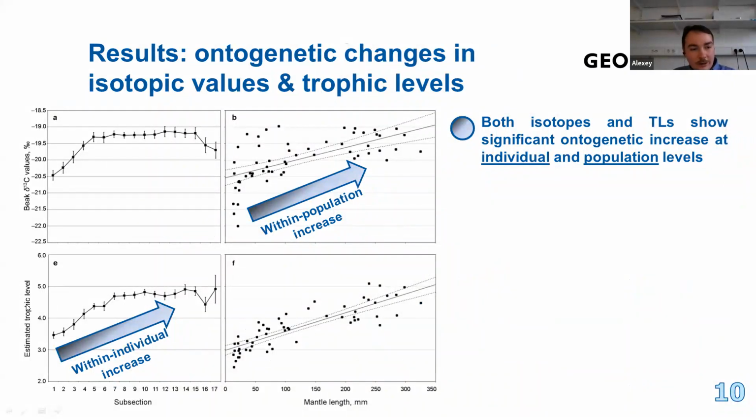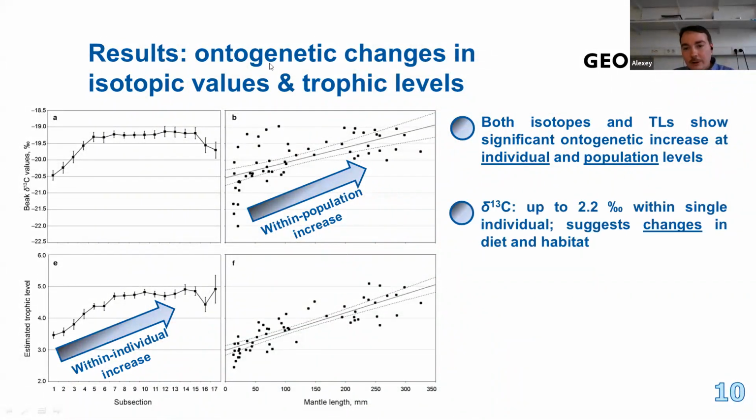So, carbon and trophic level. We use trophic level, using the same equation I described just recently, as a proxy, an application for nitrogen values. So both isotopes, and in this case, of course, trophic levels, show a significant ontogenetic increase on both individual and population levels. Carbon values within a single individual can increase by up to 2.2 per mil, and this is a very, very big increase. It's not usually like that. And it suggests these changes are beyond what diet can explain.